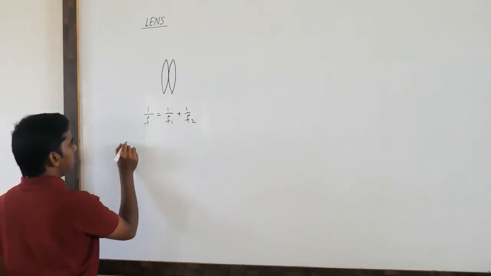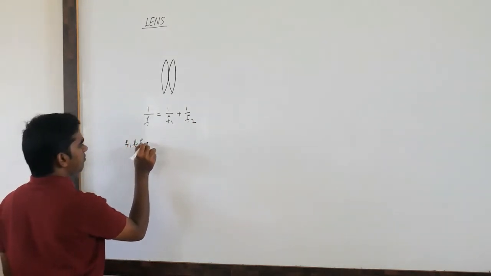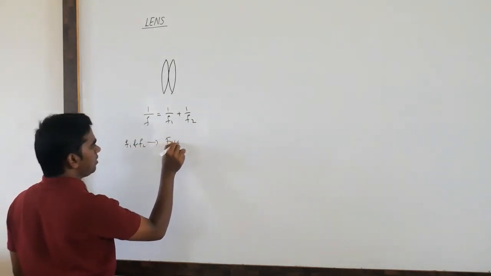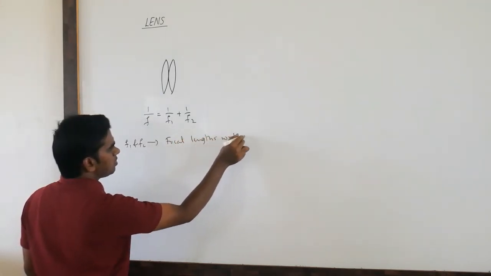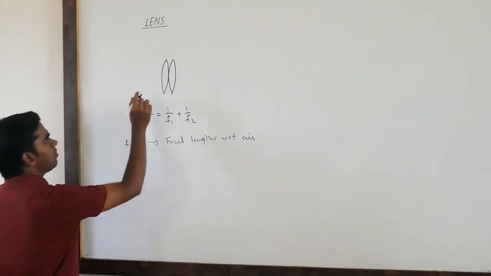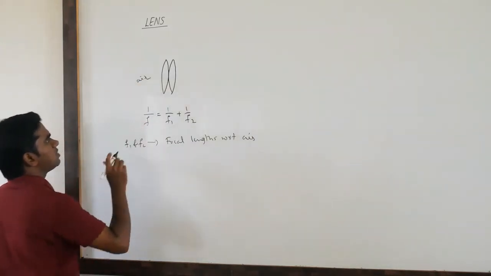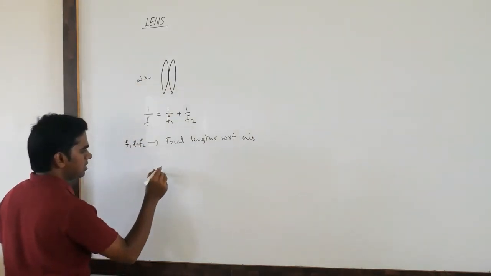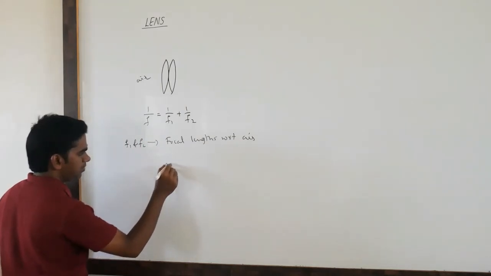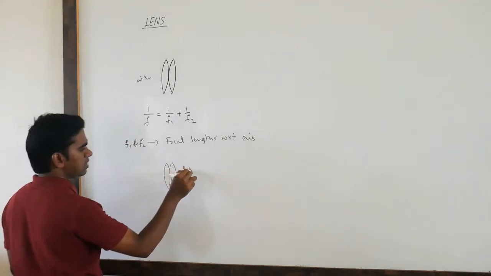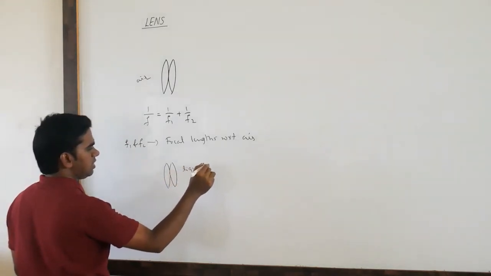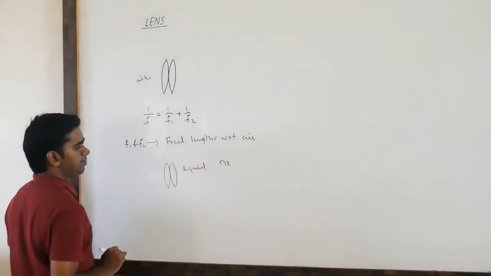Here, an important thing is f1 and f2 are focal lengths with respect to air. So the surrounding is air here. Suppose this combination is immersed in a liquid. So outside is liquid having, say, refractive index n.